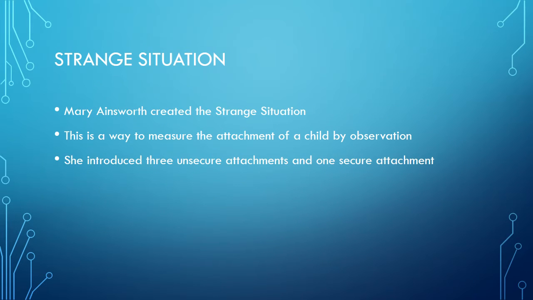Strange situation. Mary Ainsworth created the strange situation. This is a way to measure the attachment of a child by observation. She introduced 3 insecure attachments and 1 secure attachment.